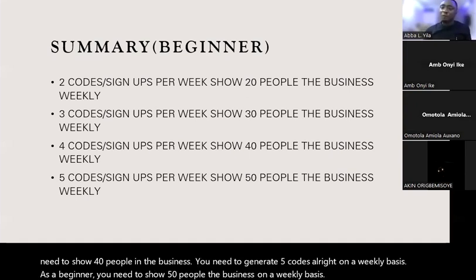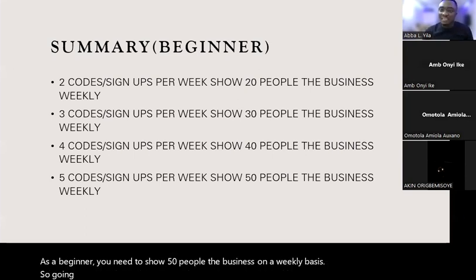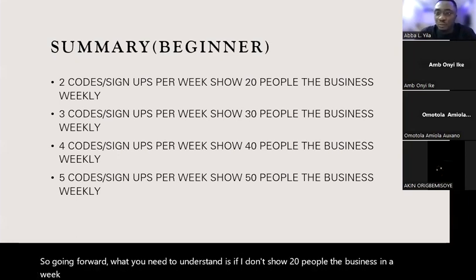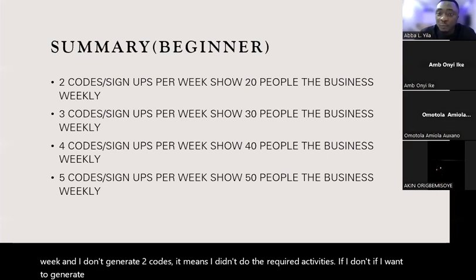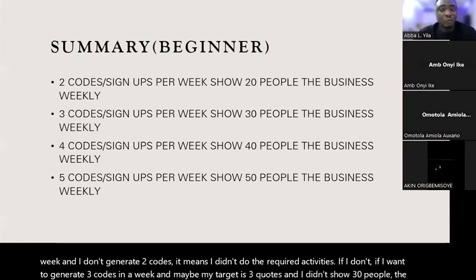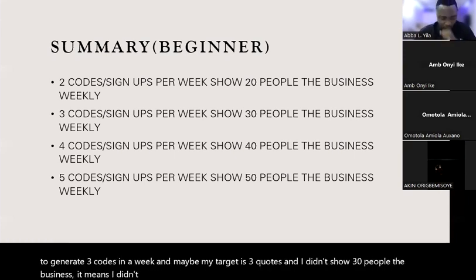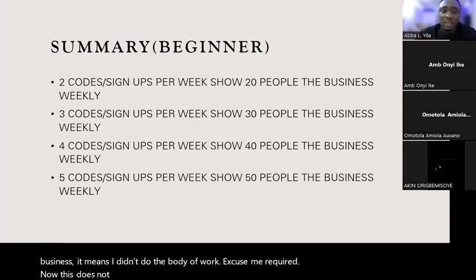So, going forward, what you need to understand is, if I don't show 20 people the business in a week and I don't generate 2 codes, it means I didn't do the required activities. If my target is 3 codes and I didn't show 30 people the business, it means I didn't do the body of work required.